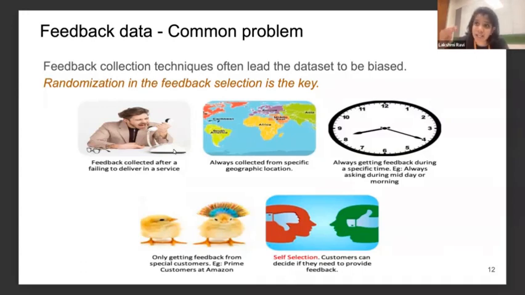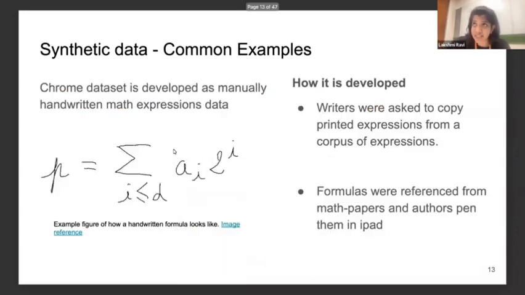This is something you can't control sometimes, but this has to be accounted for at the later stage of modeling, or it has to be a design influence from the ML practitioner that, hey, this is something which is very critical in the next stage. The third example is synthetic data.